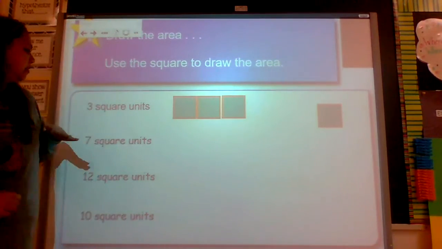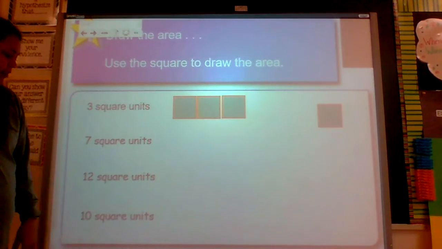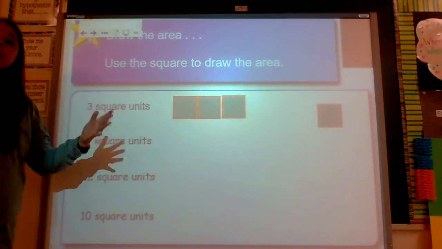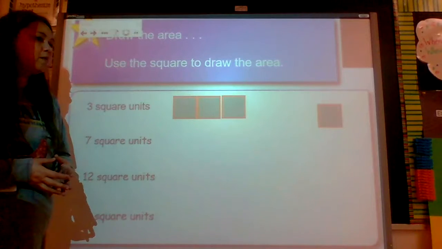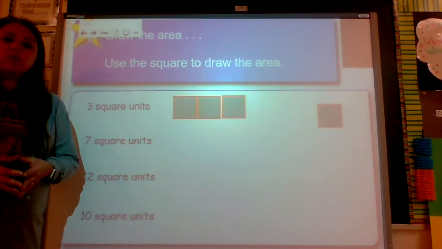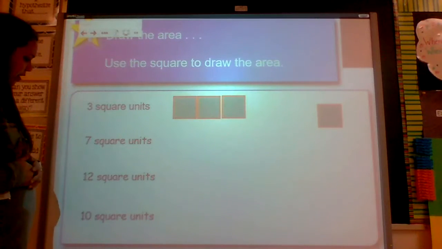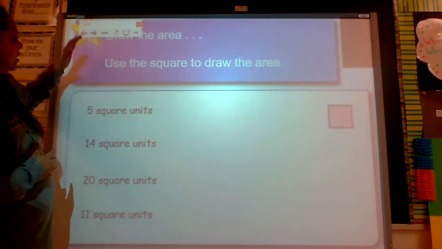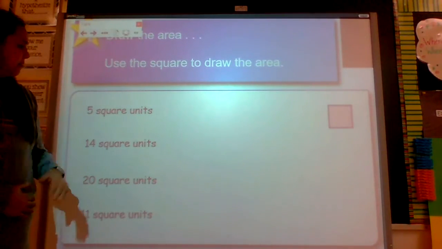Then go ahead and draw 7 square units, 12. You can stack them on top of each other. They can be in a little bit of a different shape. Your areas can be different shapes. We will mainly be working with rectangles and squares, but you need to know that they do have different shapes, and 10 square units. Okay, pause the video and finish this one.